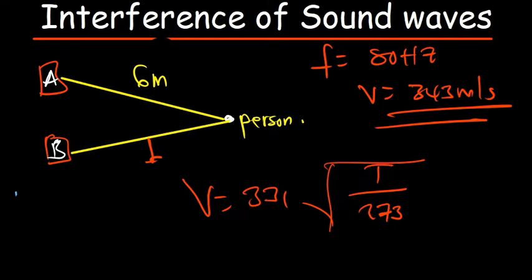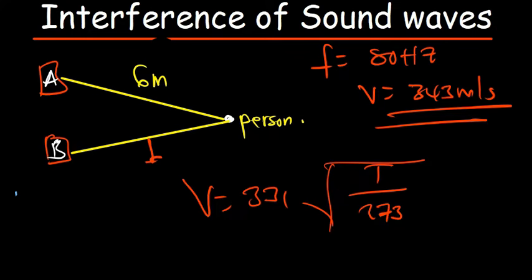Then you plug in. Now if they are not mentioning anything about the temperature and anything about the velocity, we always use 343 meters per second. Take note of that. If they're not mentioning anything about the velocity or the temperature, use the speed of sound as 343 meters per second.